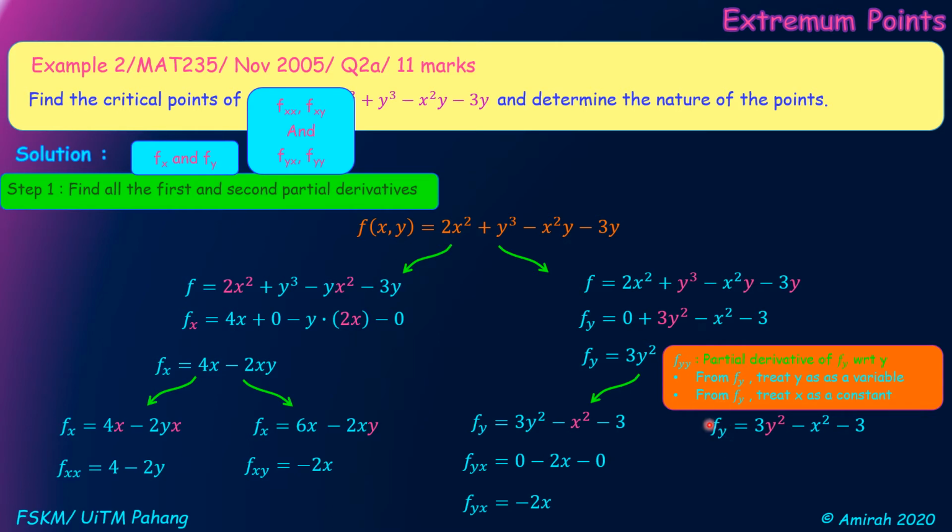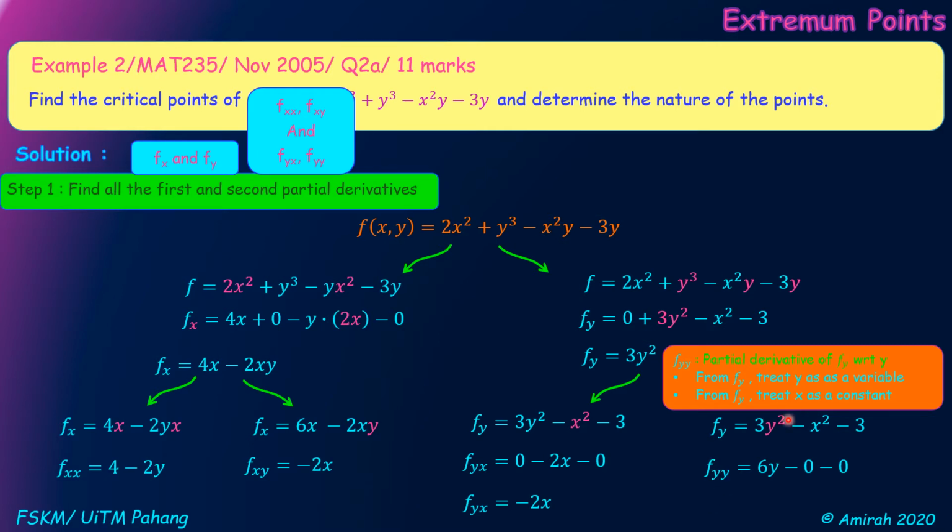Alright, then after that, we can find fyy. Fyy means partial derivative of fy with respect to y. From fy here, we treat y as a variable, and at the same time, we treat x as a constant. To avoid error and easy to differentiate, we can write variable y in different colors. Then we can find fyy.